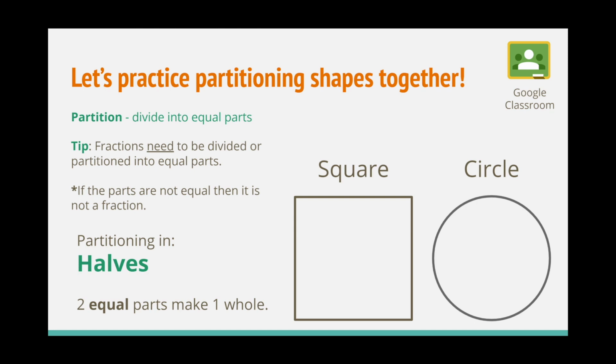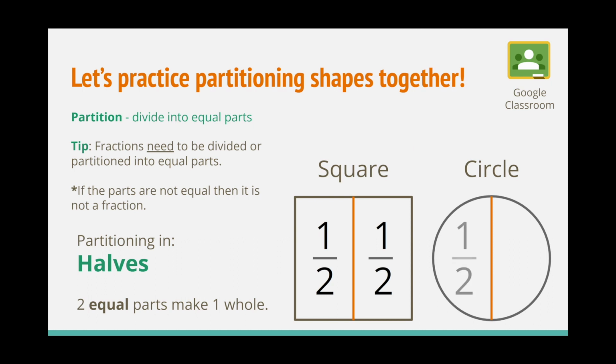Now I'm going to show you what that looks like. I'm going to draw a line in the middle of the square. So now I have two parts. They're equal, which means they're the same size. There's 1/2 on this side and 1/2 on the other. For the circle, I'm going to draw a line down the middle. There's 1/2 on this side and 1/2 on that side. They're the same size, so they're fractions. 2 halves make one whole.